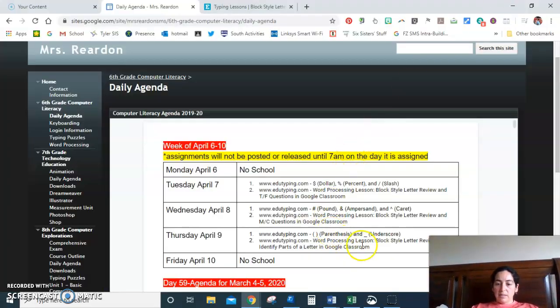And then again, same review lesson and identify parts of the letter quiz that's in Google Classroom.